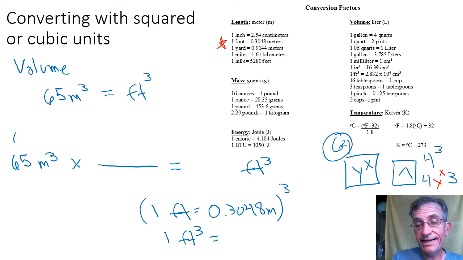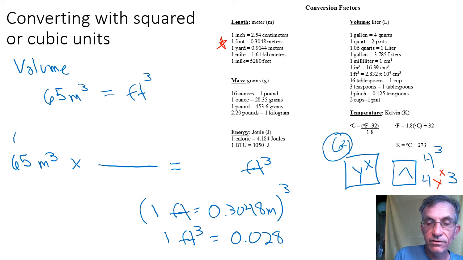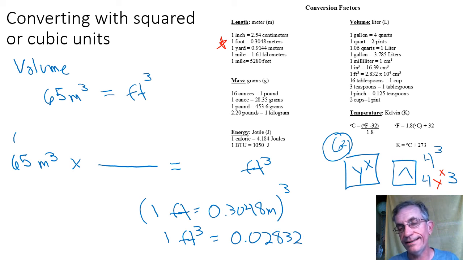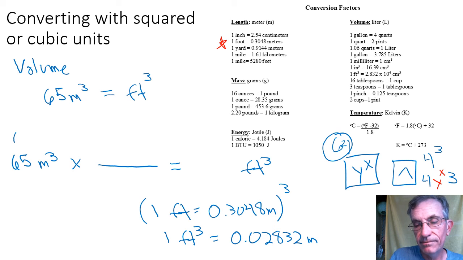All right, so let's do the same thing with our number down here. So what I'm going to do now is I'm going to take 0.3048 and I'm going to cube it. I'm going to raise it to the 3rd power. What do you get when you do that? What is this number raised to the 3rd power when you cube it? Okay, you should have gotten 0.02832. Hopefully you got that. All right, and then it would be meters cubed.